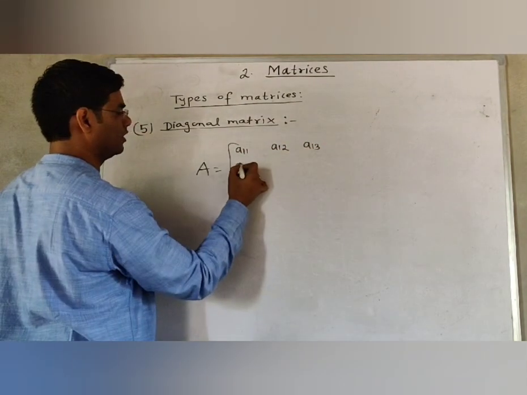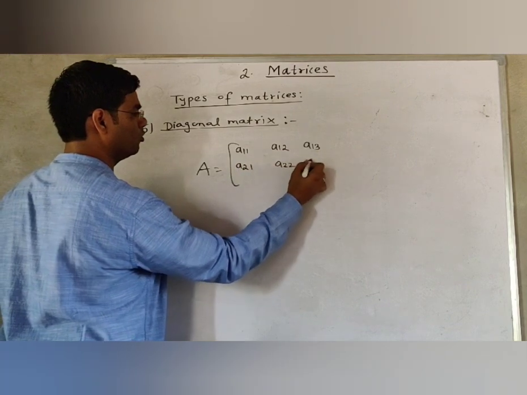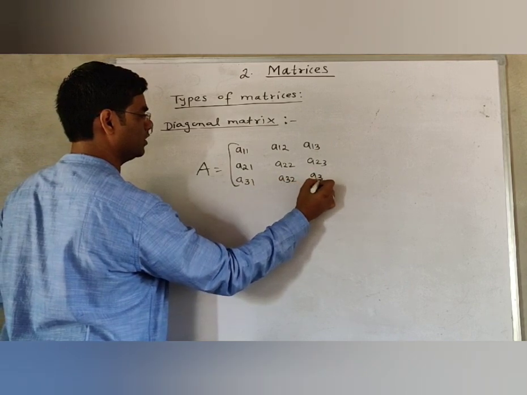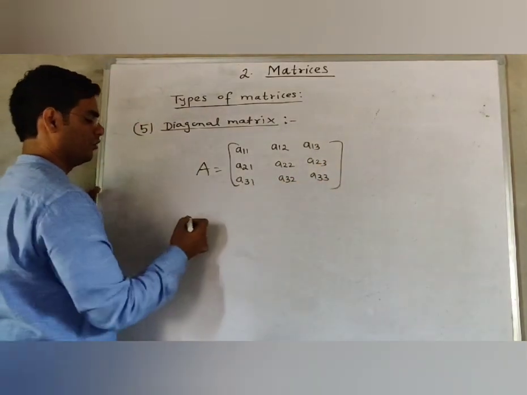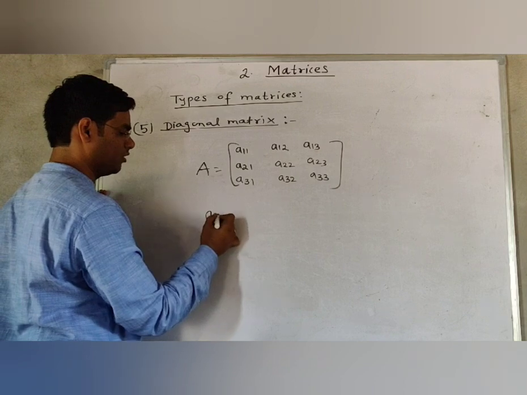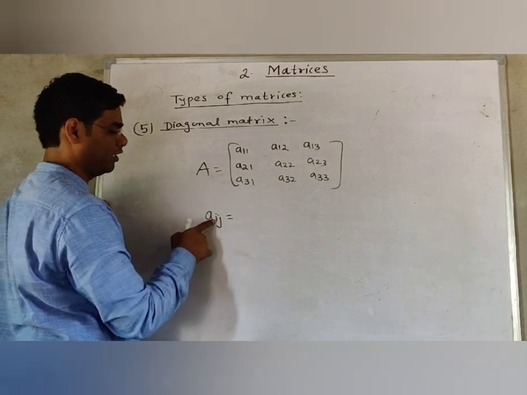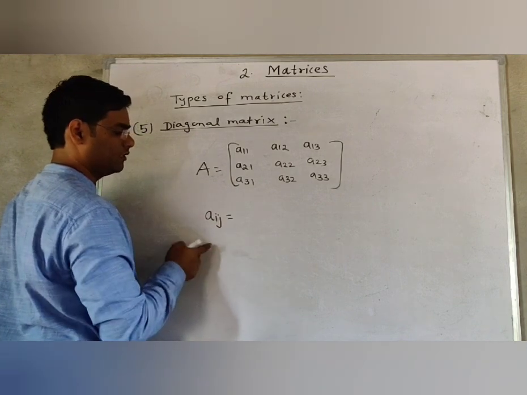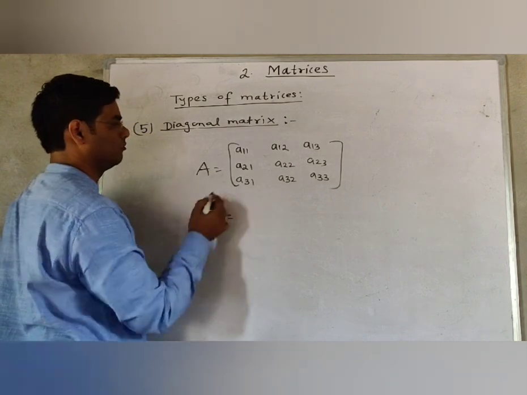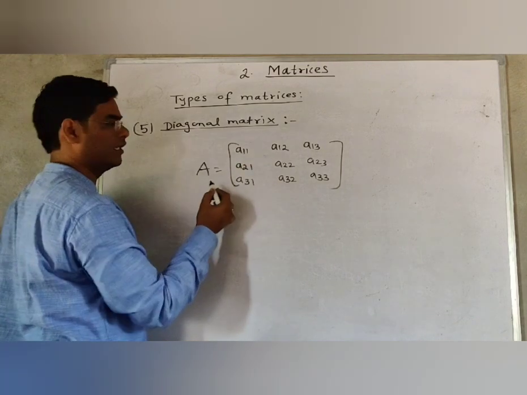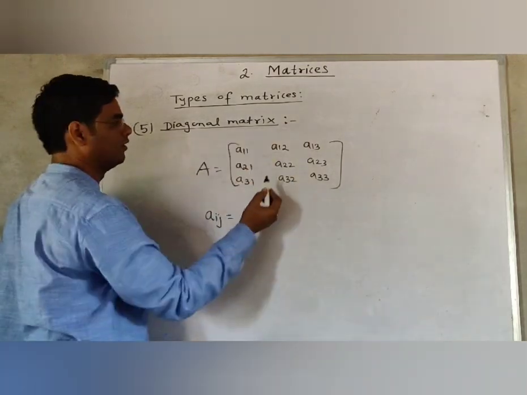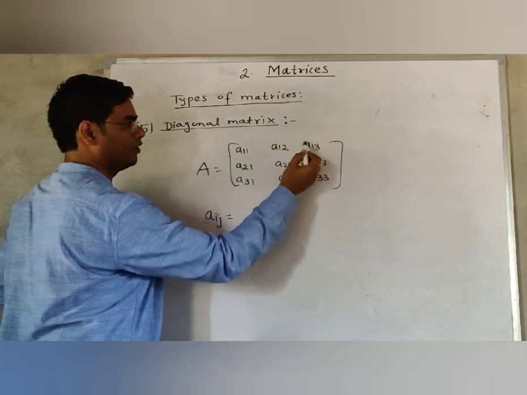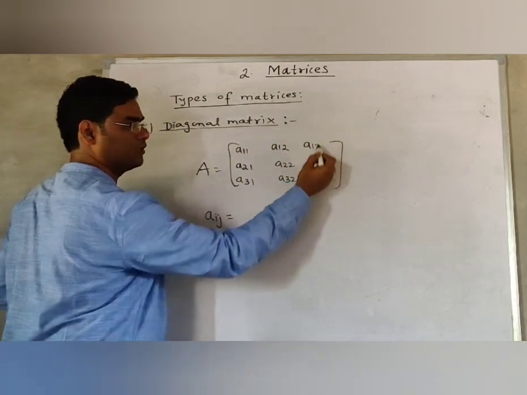A11, A12, A13, A21, A22, A23, A31, A32, A33. And we know that an element of a matrix is denoted by Aij. i denotes the number of the row and j denotes the number of the column. So Aij is the element of the ith row and jth column. That means A11 denotes the element of first row and first column, A12 denotes the element of first row and second column, and A13 denotes the element of first row and third column, and so on.